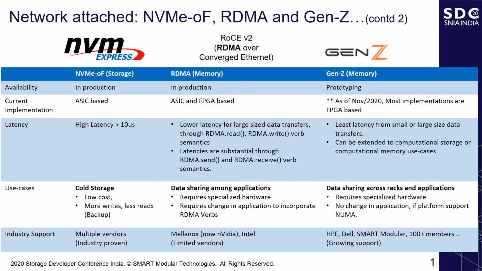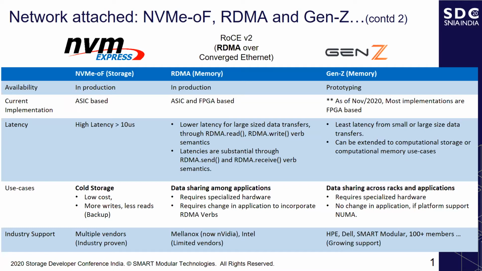We'll talk about some of these development kits in later parts of the slide. On the latency front, as you know, NVMe over Fabric is more designed for block-based storage, so it has a very high latency, beyond tens of microseconds. RDMA, on the other hand, has comparatively lower latency, but it still does not meet the latencies of a single byte-wise read or write of the memory semantics.